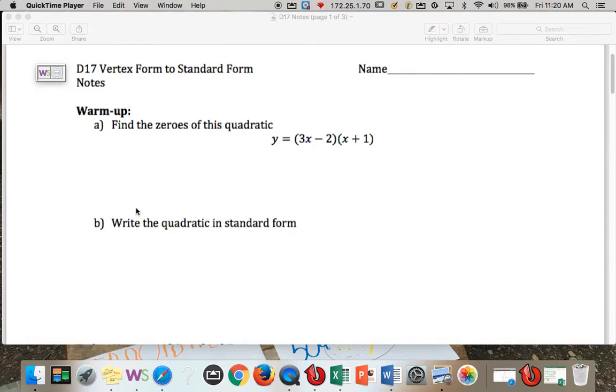We looked at finding the zeros of the quadratic if it was in factored form, and then changing it to standard form. So if we take a look at this quadratic, it has two factors. It means it has two zeros. To find the zeros, we want to know what makes each factor equal 0.